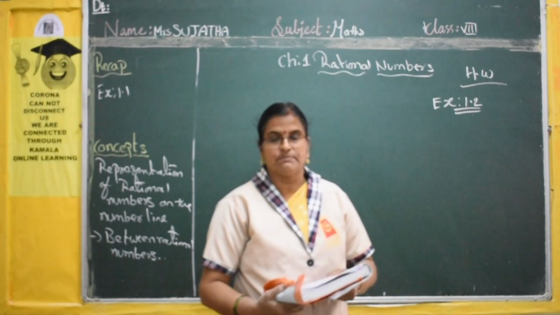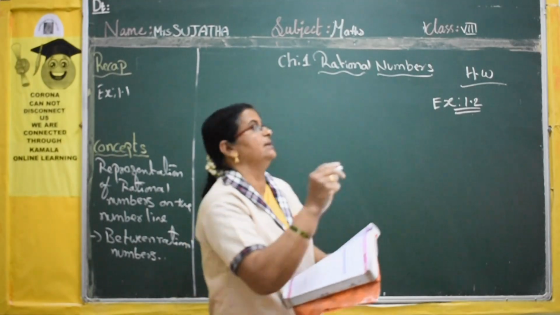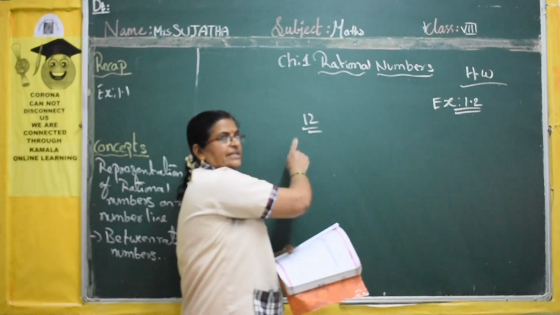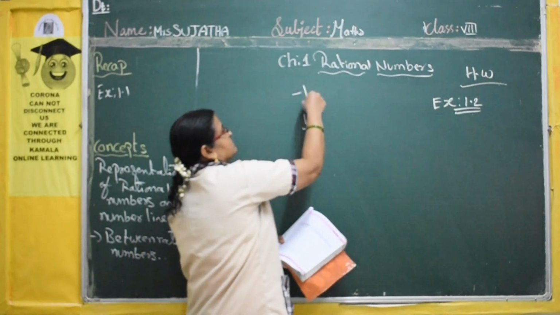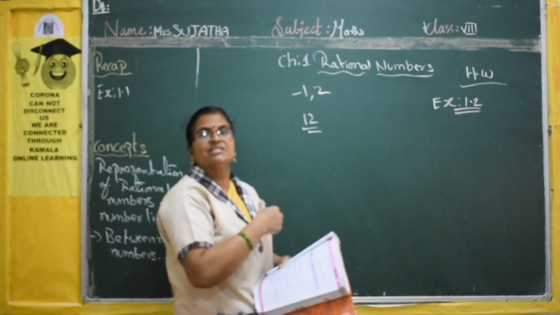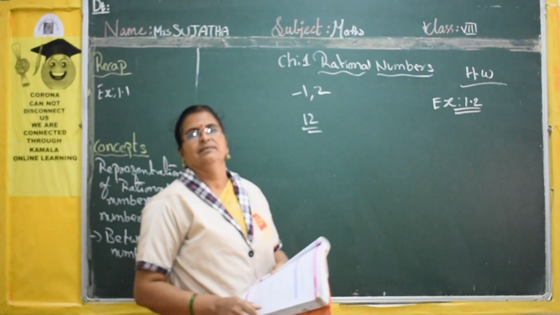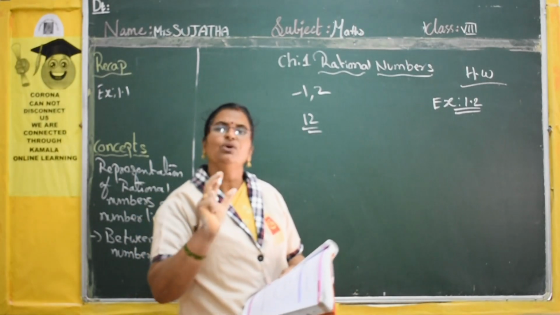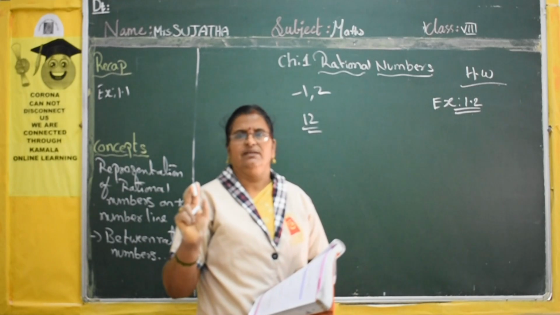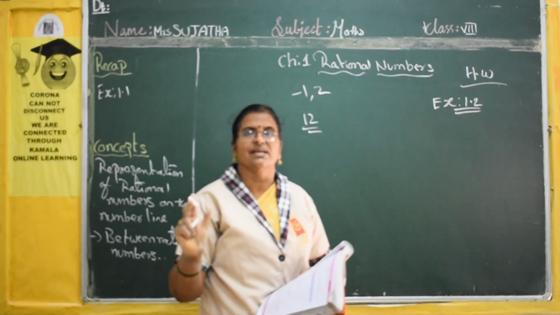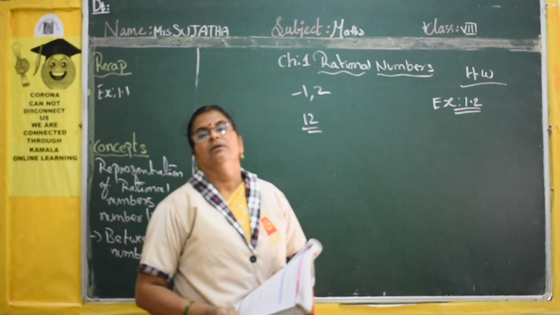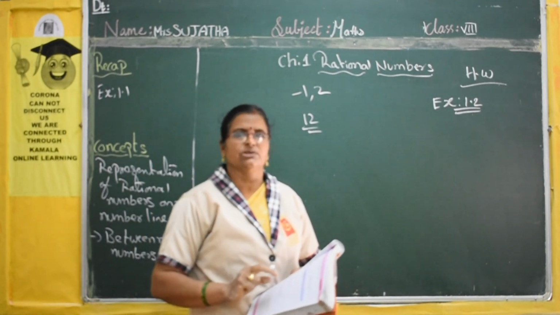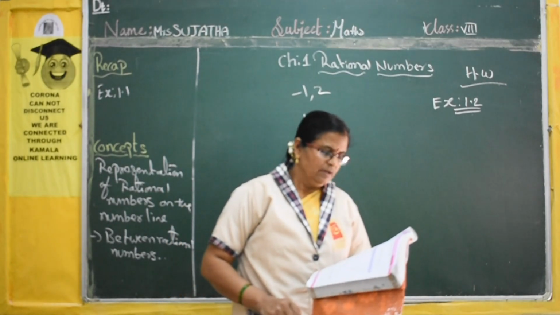Okay. Again, fourth: find 12 rational numbers between minus 1 and 2. In example 2, I said only 2 rational numbers, but here he is asking 12 rational numbers between minus 1 and 2. 12 rational numbers means you will get a 4 or 5 page answer. If you know the procedure, writing 3 or 4 rational numbers is enough, because 12 will take more pages. So at least a minimum of 5 rational numbers you can write down. Okay, ma'am?